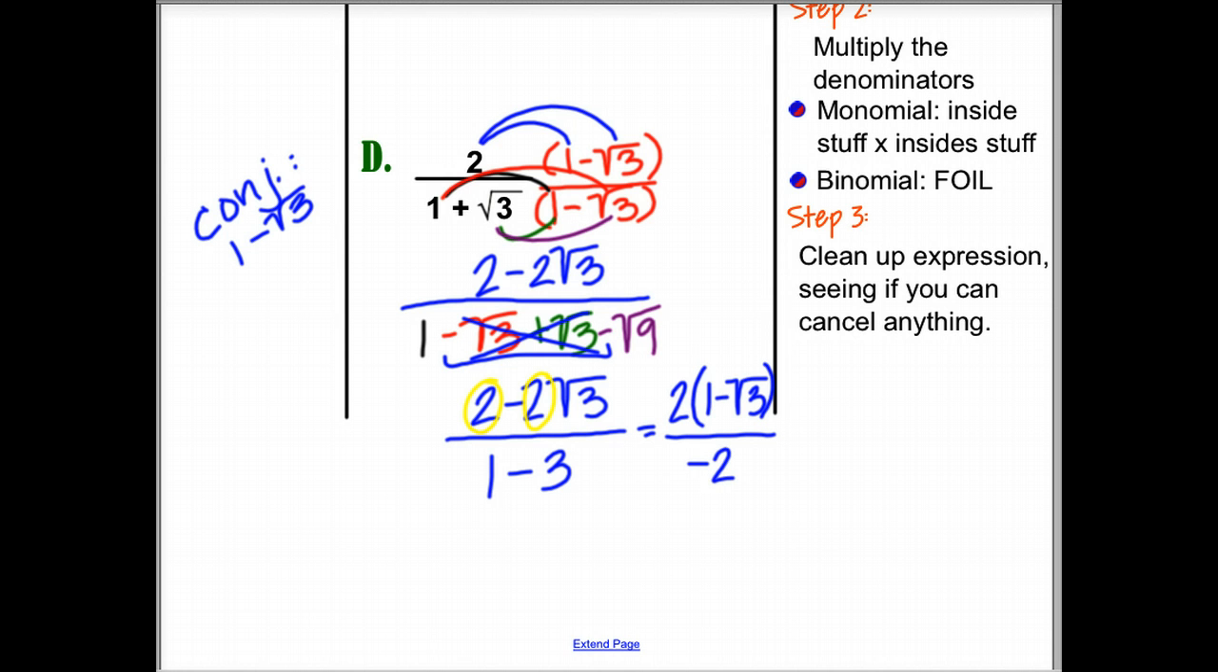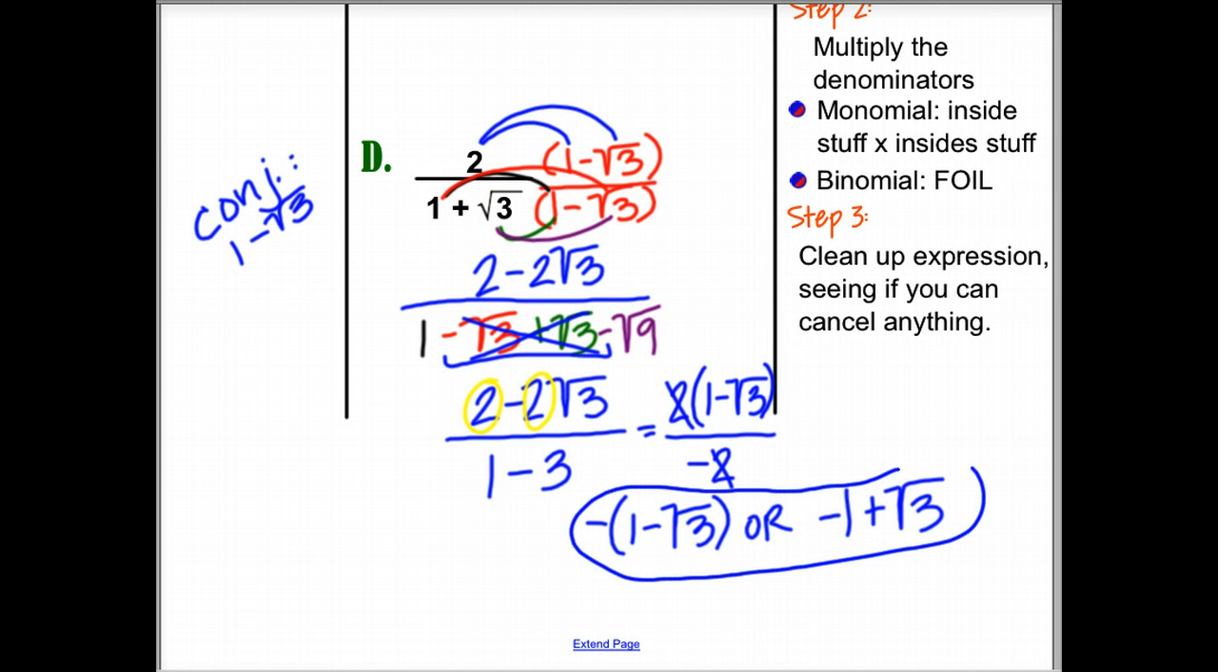Remember, 2 divided by negative 2 is negative 1. And I'm going to move that negative into the numerator. So it's the negative of 1 minus the square root of 3. You could also write this, if you would like, as negative 1 plus the square root of 3 if you don't like having the parentheses in there.